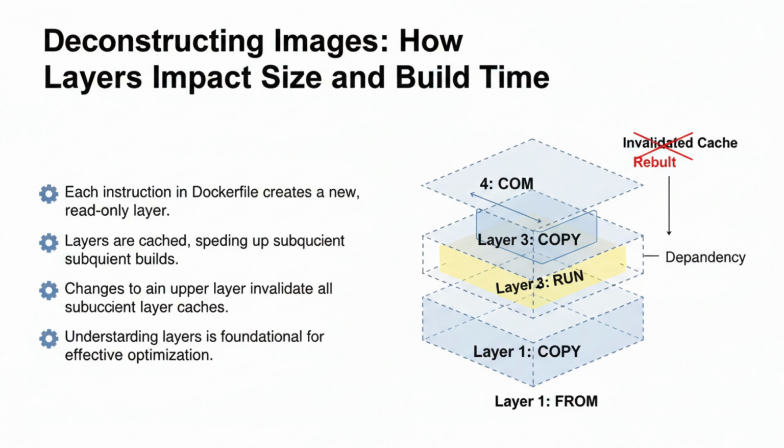The power of layers lies in caching. If a layer hasn't changed, Docker can reuse it from a previous build, significantly speeding up the process. However, a key point to remember is that if an instruction changes, not only that layer, but all subsequent layers built on top of it will be invalidated and rebuilt. Understanding this layering mechanism is fundamental to effectively reducing both image size and build times.